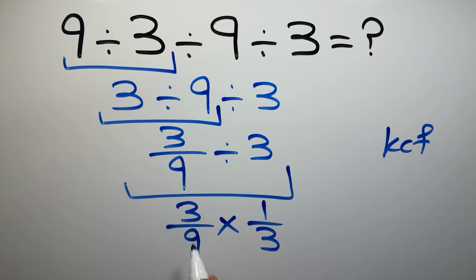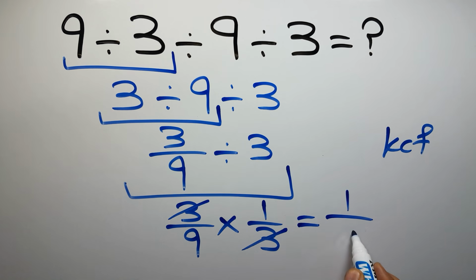So we have 3 over 9 times 1 over 3. We can easily cancel this 3 and this 3, so we have just 1 over 9. And this is our final answer to this problem.